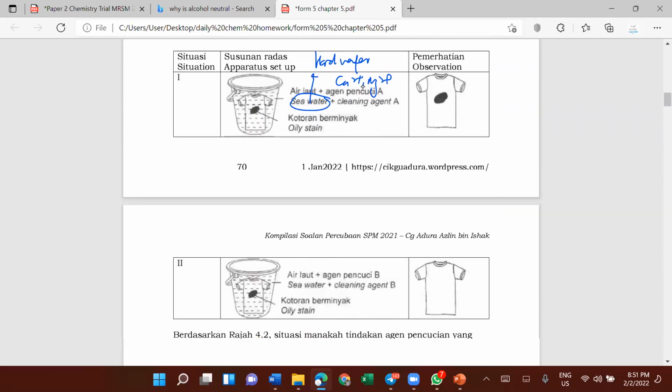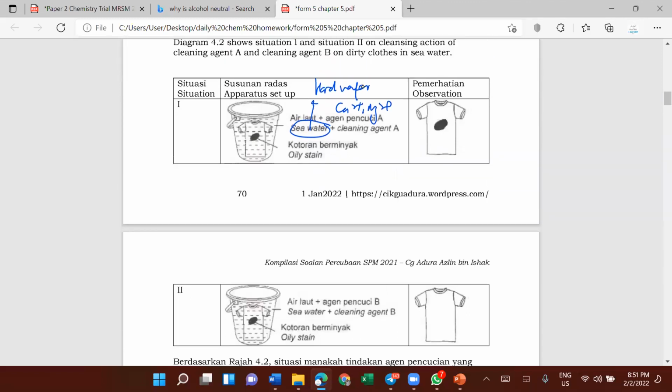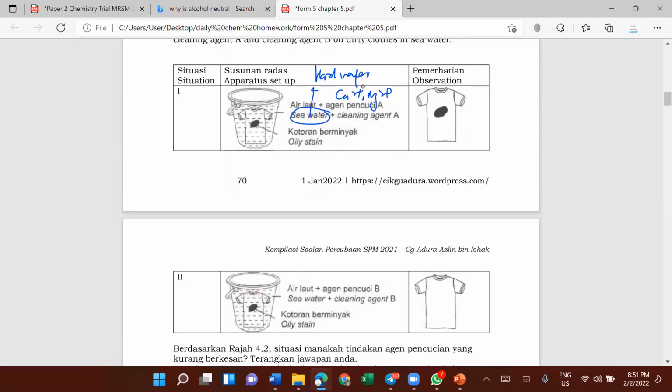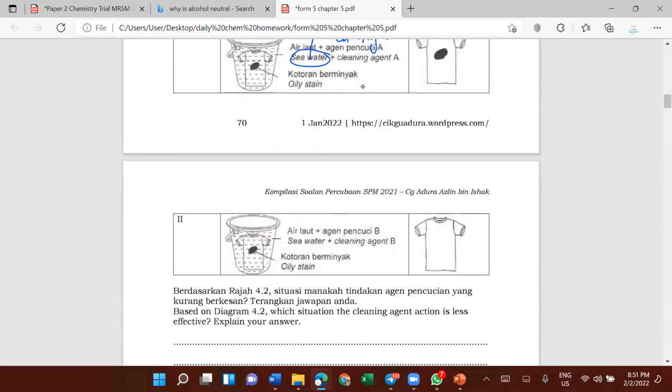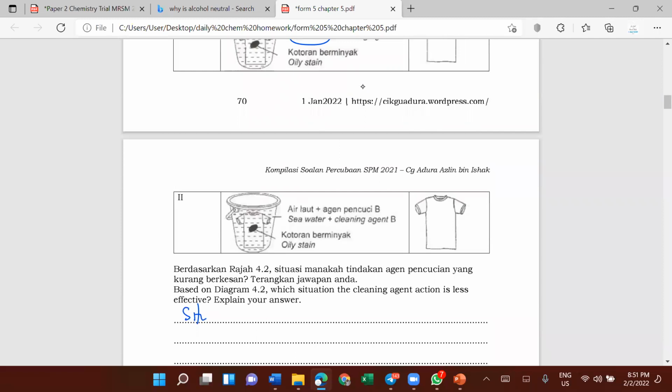It's this one. Okay, which one is less effective? Less effective is the first one. Why? Because the oily stain remains after the cleaning agent is added. Why? Because scum is formed. So he got 1 mark already. The soap reacts with calcium or magnesium ions in the hot water to form an insoluble precipitate. Okay, correct. His answer is correct.